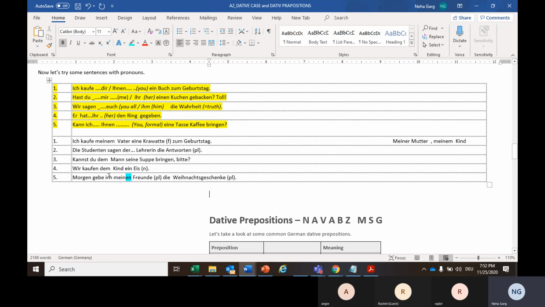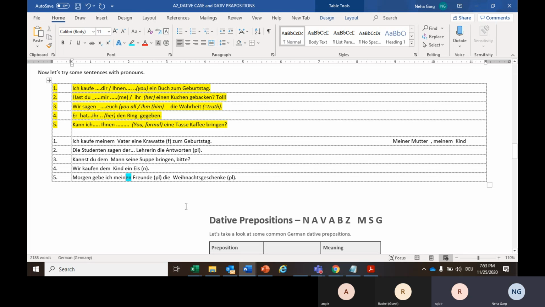So meinen Freunden. Since this is plural, it changes to den. Mein plus den, meinen. Morgen gebe ich meinen Freunden die Weihnachtsgeschenke. So tomorrow morning, I am giving my friends the Christmas presents.